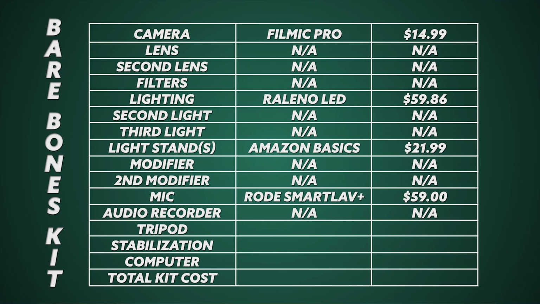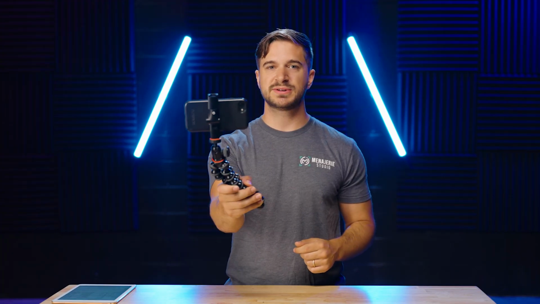The next category would be stabilization. But again, if you have a phone, there's likely stabilization built into the phone, and you can use this Joby Gorilla Pod basically as a little handheld stand to get shots when you're moving. Gives you a little bit of stabilization. Again, saving money, bare bones setup. This is probably the way to go.